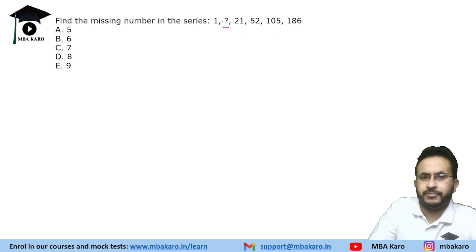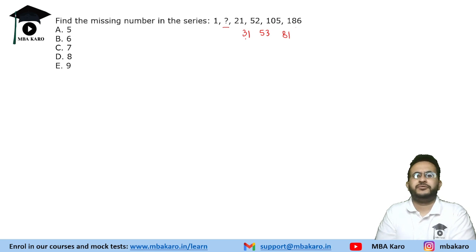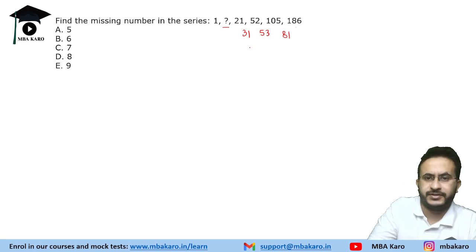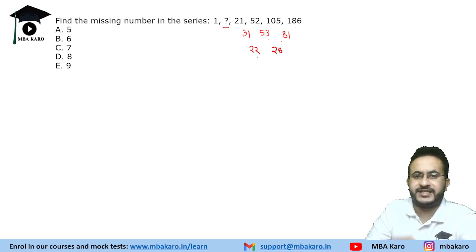So we will keep this point aside and try to find this difference. This difference is 81. This difference is 53. This difference is 31. So we will try to generate the series. So this is 22. If you find the difference, this is 28. So there is a change of 6.